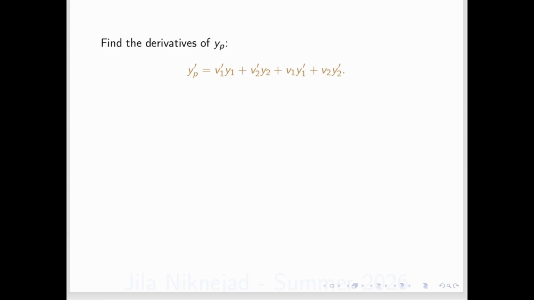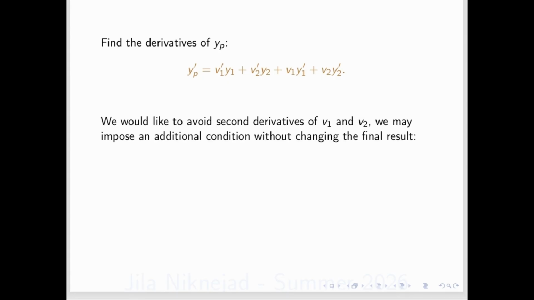Find the derivative of y particular. That's y particular prime is equal to v1 prime y1 plus v2 prime y2 plus v1 y1 prime plus v2 y2 prime. This is given because of the product rule. We would like to avoid second derivatives of v1 and v2. We may impose an additional condition without changing the final result.